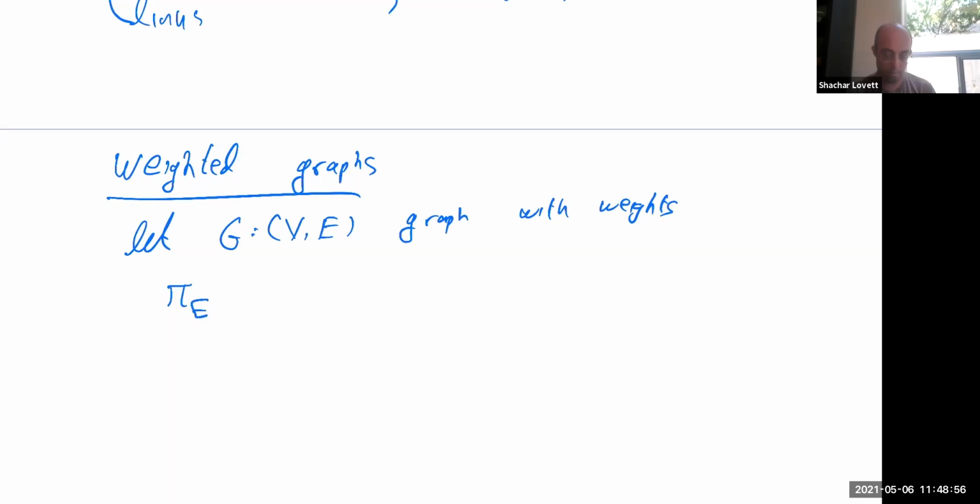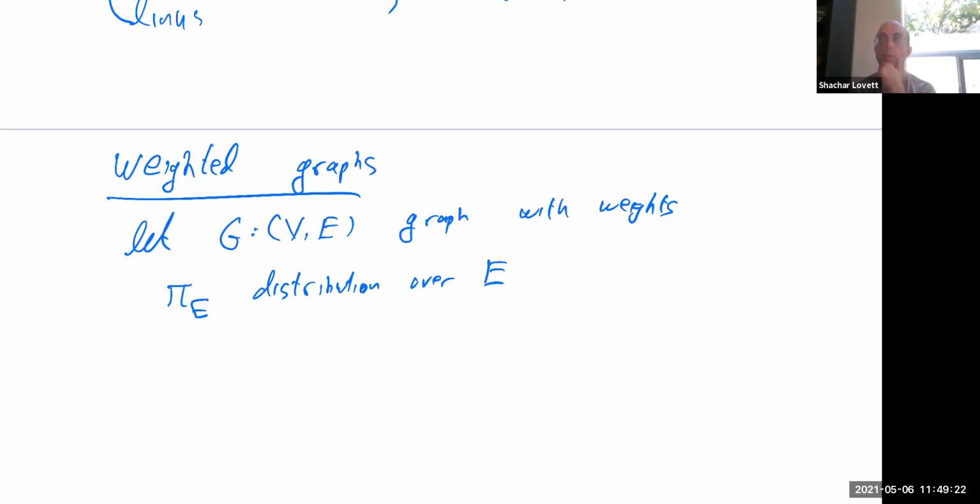So it's some distribution of the edges. Again, basically we're assuming here that the weights are always going to be non-negative. And then we also assume they sum to 1, but that's really not going to be an important assumption, but we're always going to normalize it.